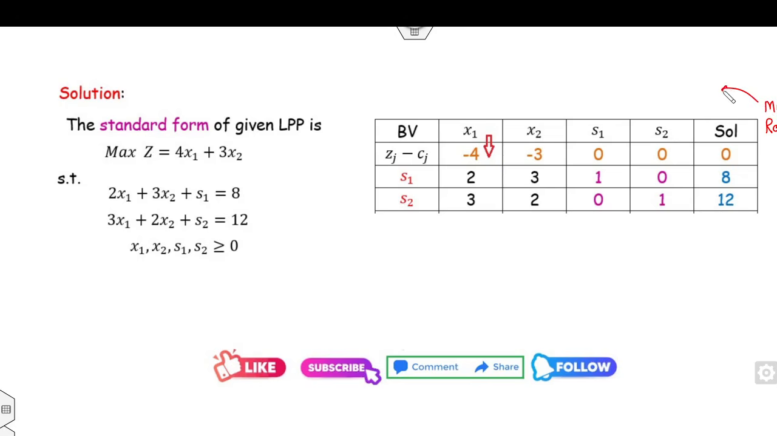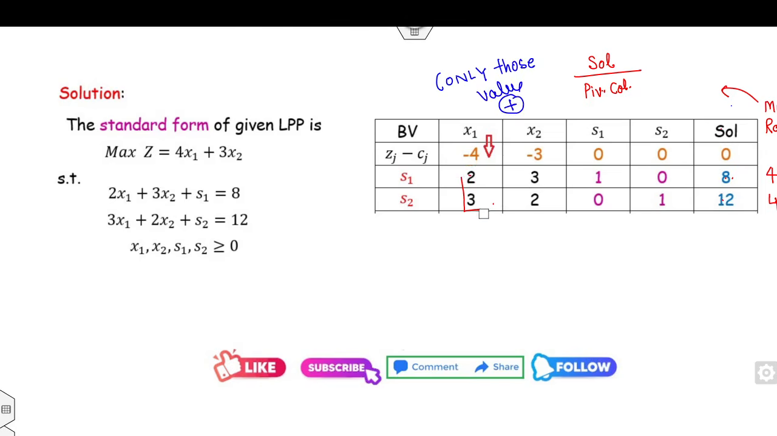What is the formula for the minimum ratio? It is my solution, that is the right hand side, divided by the pivot column, and we all know this is the pivot column. Fine. You have to take the ratio 8 divided by 2, 4, 12 divided by 3, 4. But make sure once you have taken the ratio, consider only those values which are positive.